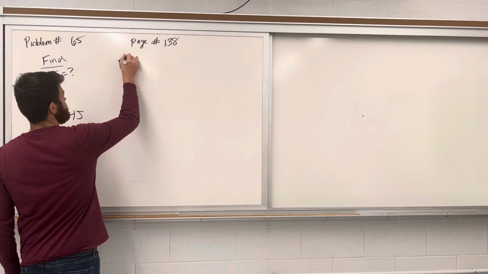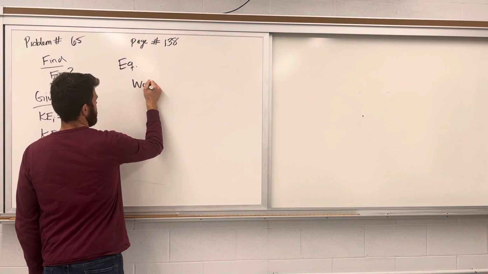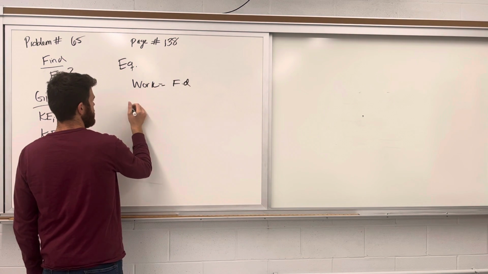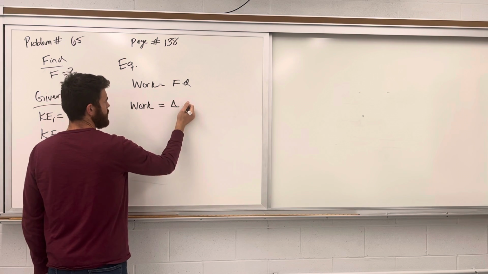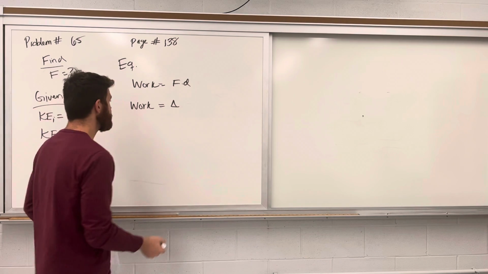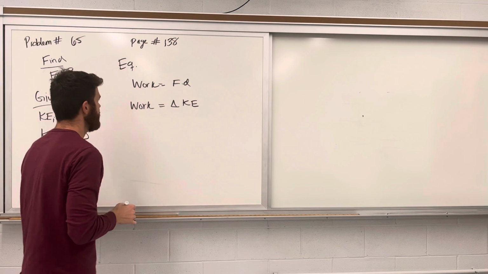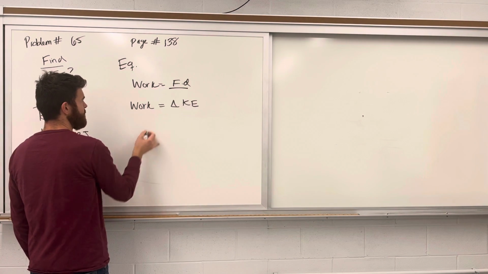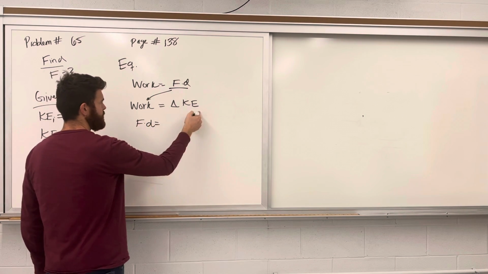Now, the equations we're going to use are that work is force multiplied by distance, and that work done on the system is equal to the change in energy of the system. In this case, we're only dealing with kinetic energy, so I'm just going to write the change in kinetic energy. So I can substitute force times distance in for work here. So force times distance equals change in kinetic energy.